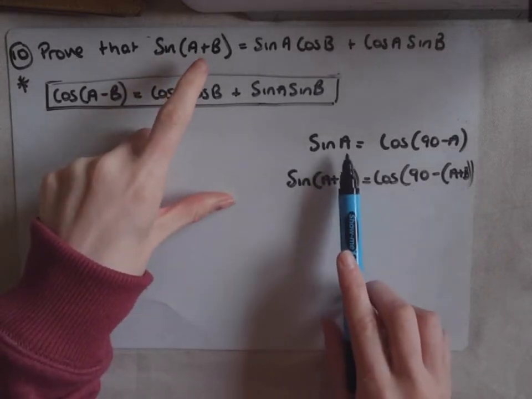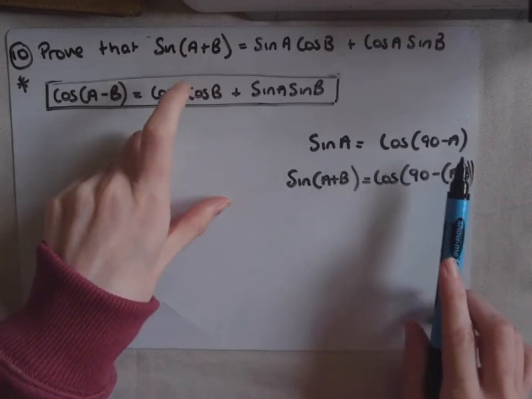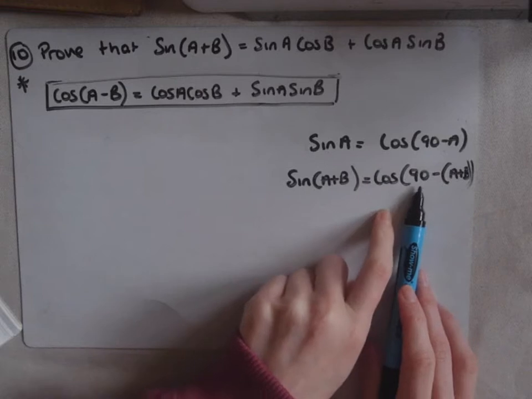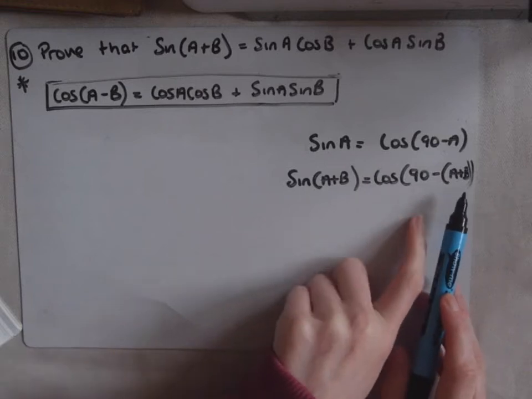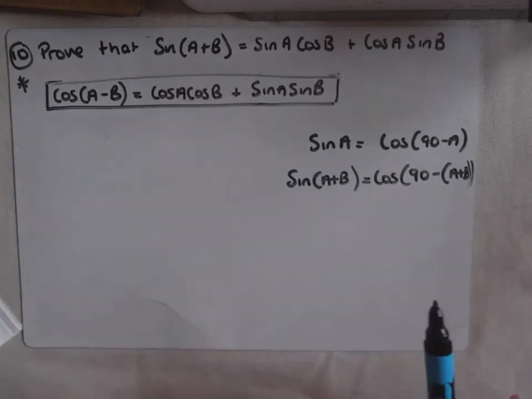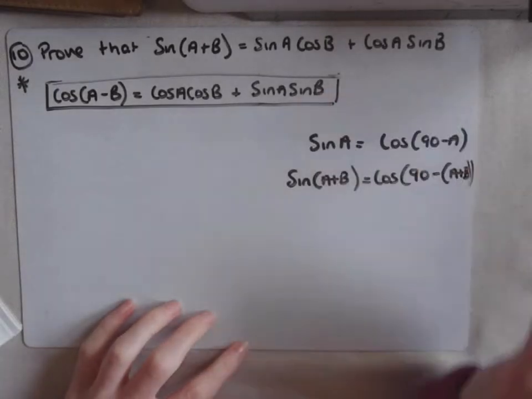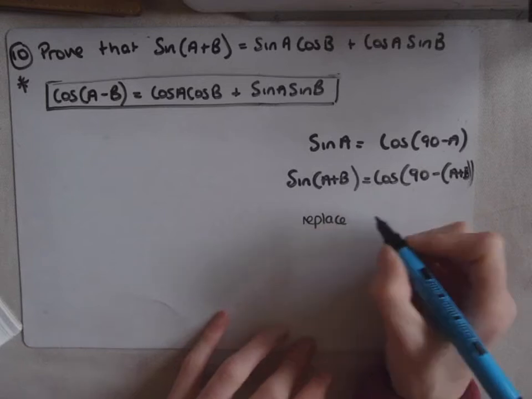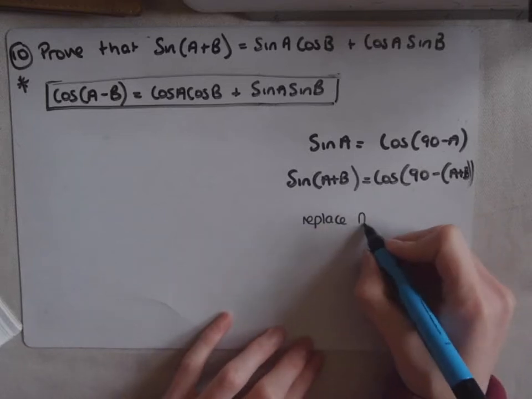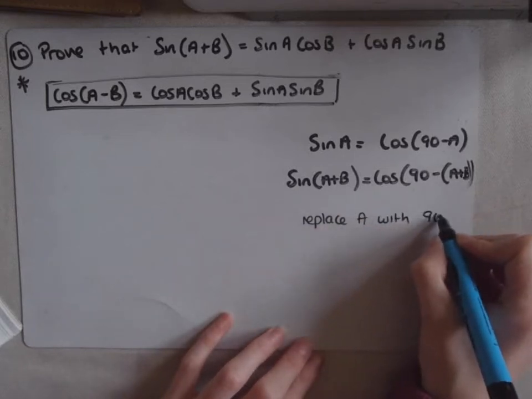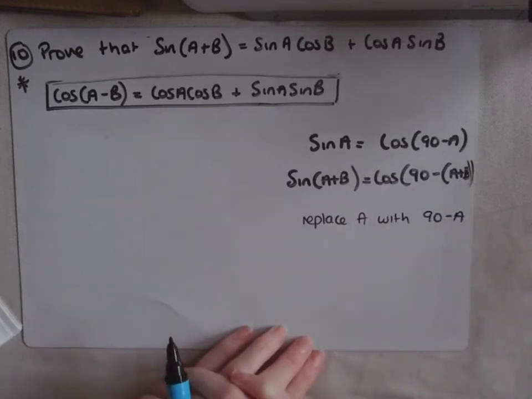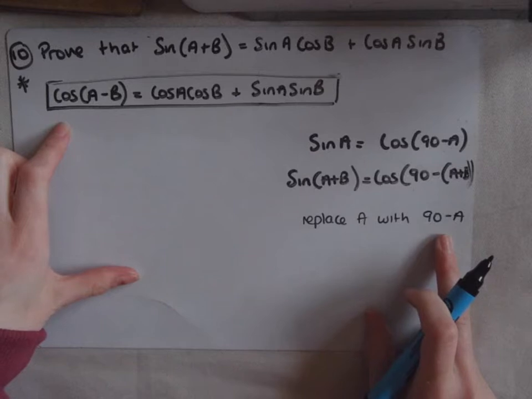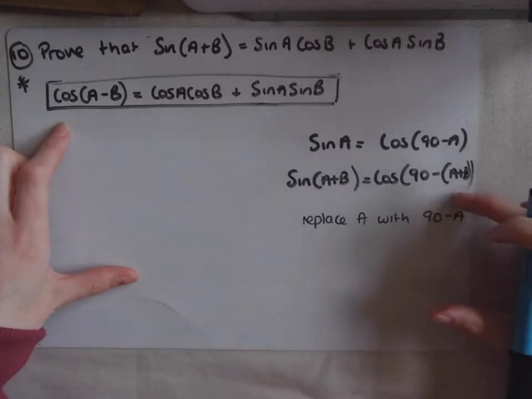Okay, now we're looking for sine of A plus B. Now we know that sine of A is the same as cos of 90 minus A. We want sine of A plus B, so that's cos of 90 minus A plus B. Okay, but in order to do that, we're going to replace, and this is just a little note to yourself, this is how we do it. We'll replace A with 90 minus A. Alright, so we're going to use this, but instead of A, we're putting in 90 minus A, because that's going to allow us to get to here.